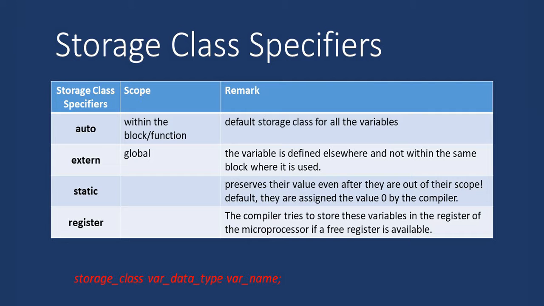Extern is used for accessing the global variable. If the scope is global, and some variable is declared outside the function, using extern we can access that variable.